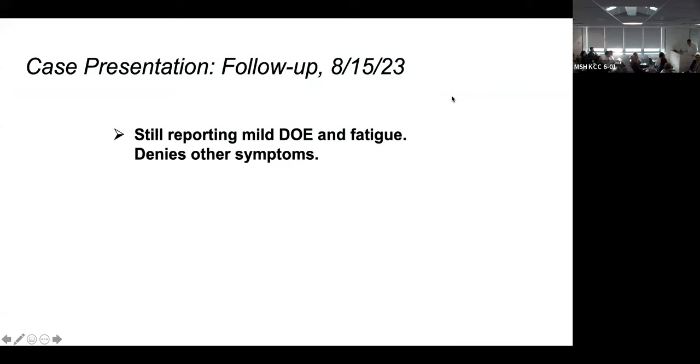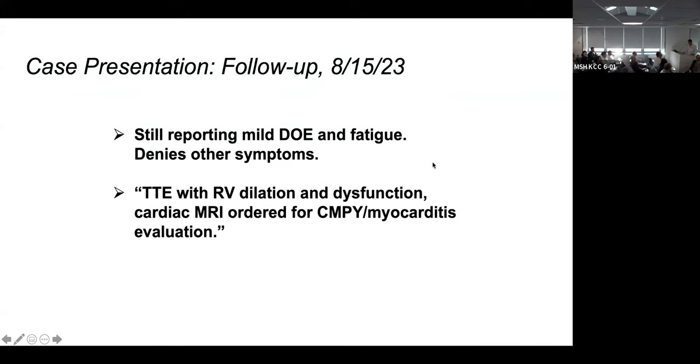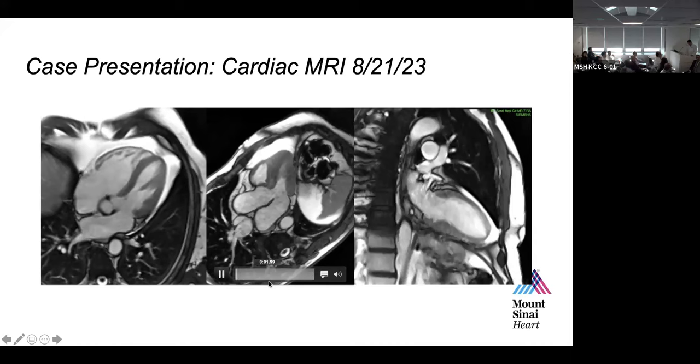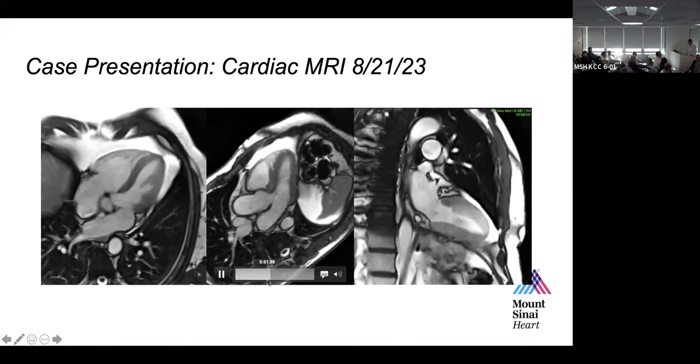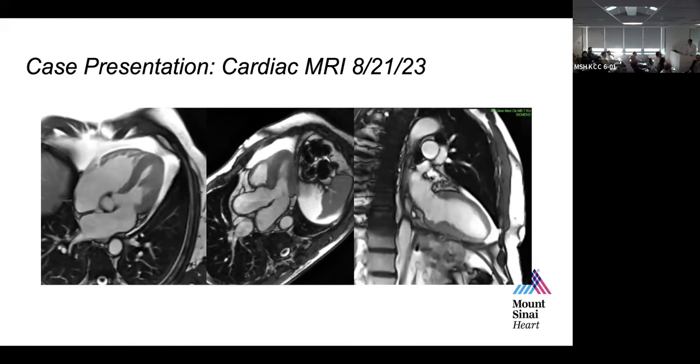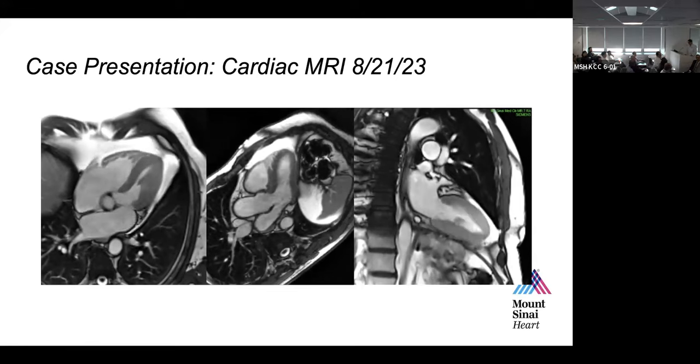The patient had follow-up with you, Dr. Dangus, in August. He was still reporting mild dyspnea on exertion, some fatigue, but denied other symptoms. And this is from the note: the patient had an echo with RV dilation, maybe some dysfunction, and a cardiac MRI was ordered for cardiomyopathy/myocarditis evaluation. So let's take a look at the cardiac MRI. It sounds like nothing in this discussion was on the differential on that note. Right, exactly. That's not a good sign.